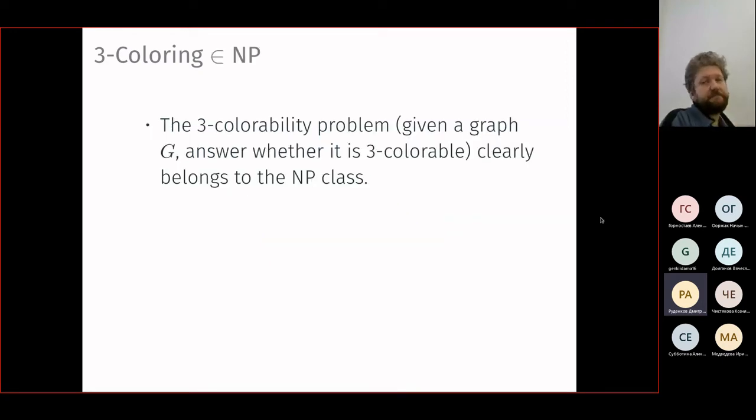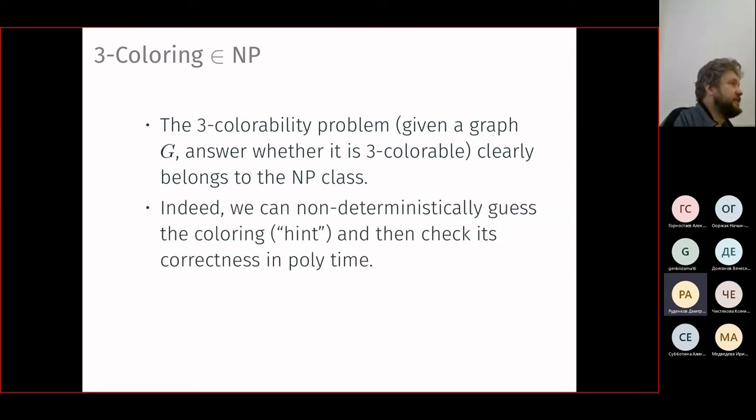And the three colorability problem, which is: given a graph, answer whether it's three colorable, clearly belongs to the NP class, right? Because the non-deterministic guess of coloring is a hint. So we just take each vertex and ask for the color. And when we colored everything, we check that the coloring is correct. There are no two vertices connected by an edge which have the same color. Angelic choice. If the coloring exists, then the angel will give us the coloring. If not, well, then we also know. Of course, there could be bad trajectories when we made bad guesses, but we ignore them.